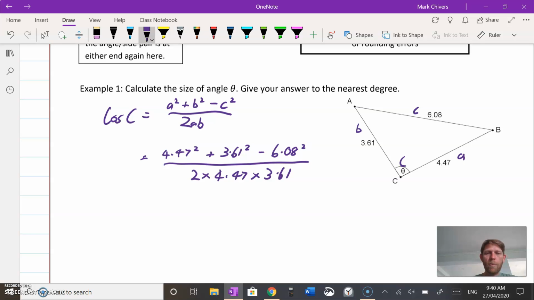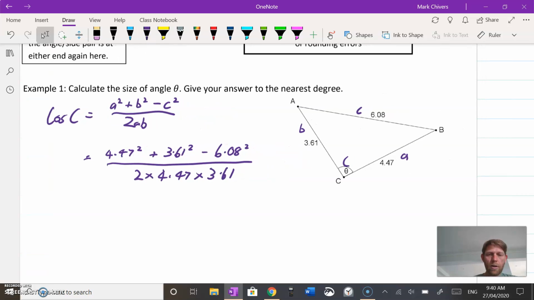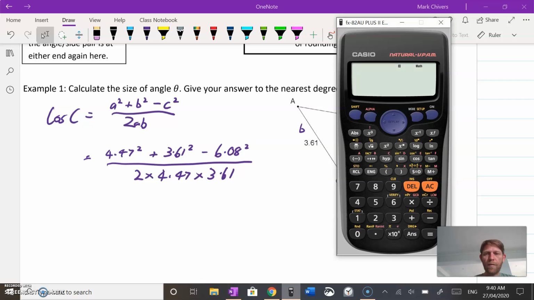So at this point, we plug that all into our calculator. Don't try to do anything funky with it from here. Let's just get that in the calculator. So we create a fraction, and we're going to go 4.47 squared.